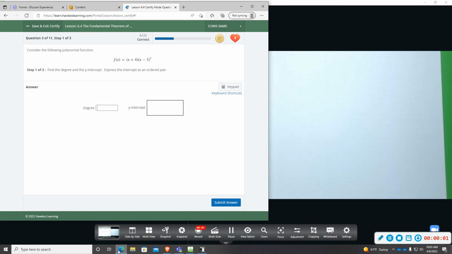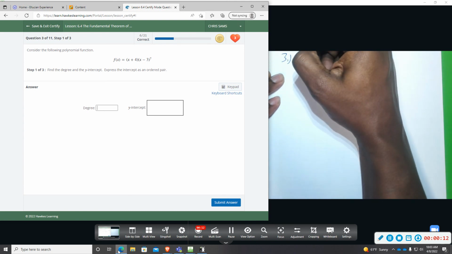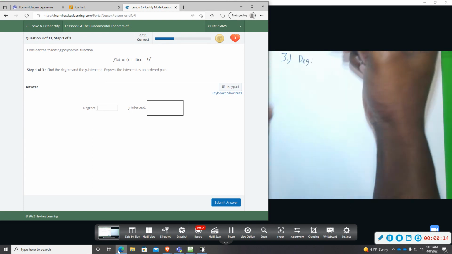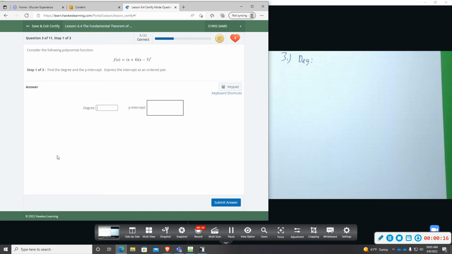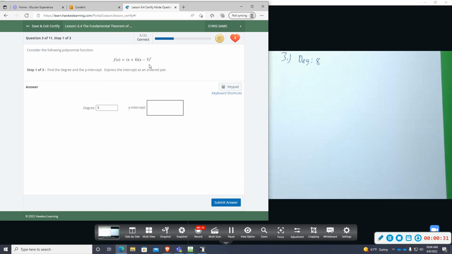All right, number 3, same thing. We have 3 parts. We want to find the degree and the y-intercept. So the degree, I'm just going to read it from the computer. We have this x minus 3 to the 7th, so that counts as 7 x's, plus this one is 1 more, so we got 7 plus 1, which will give us 8. So we have a degree of 8 in this first one.